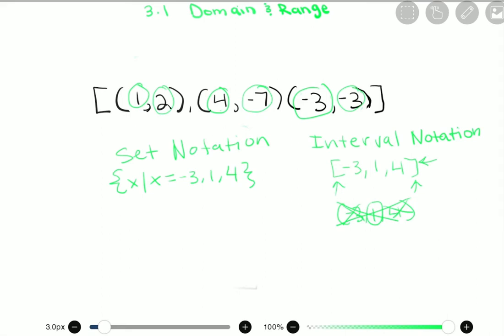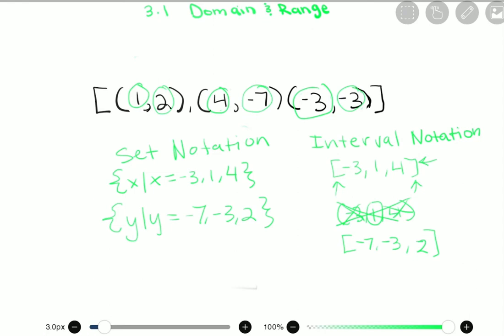So I want you to pause this video and try to do it yourself. Okay, now let's do this. We're going to use the curly bracket, y bar, y equals, then write out the range, -7, -3, and 2, and then close the bracket. For interval notation, bracket, -7, -3, and 2. Close the bracket. And that's it, domain and range.